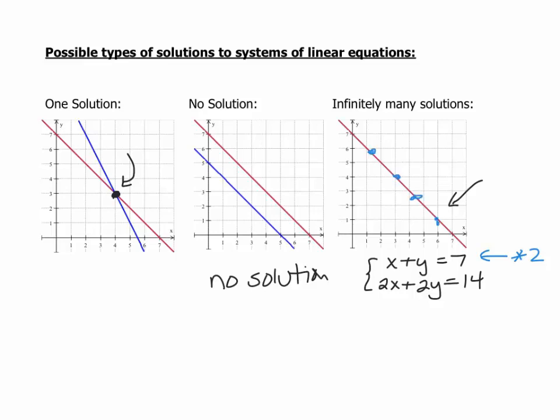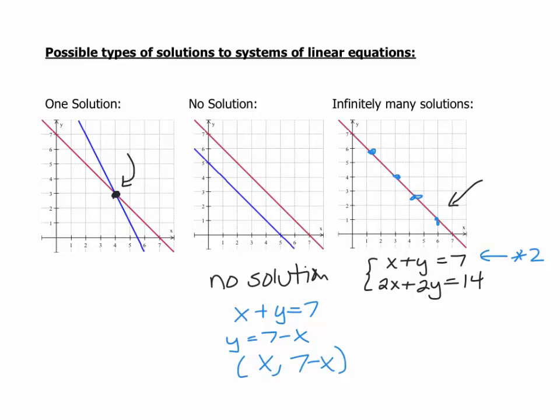Frequently, we're asked to write a solution, and what we would do is take our equation and solve it for one of our variables. So maybe I solve this for y. I'd have y equals 7 minus x. So then the ordered pairs would all look like (x, 7 minus x). Anything that is of that form is going to solve that equation.